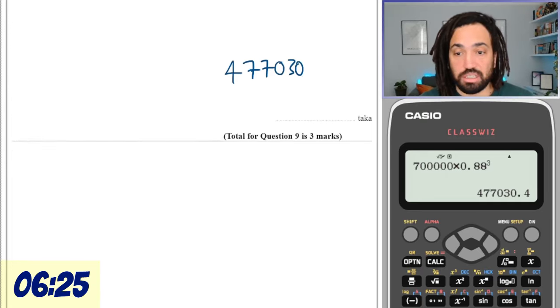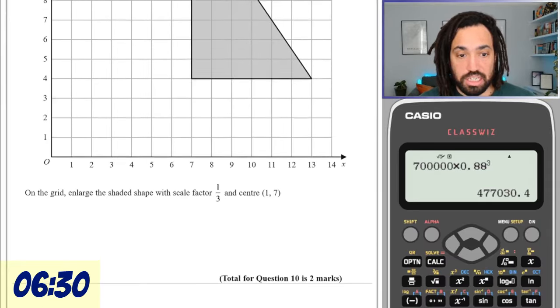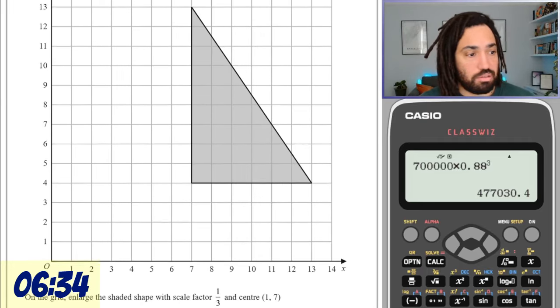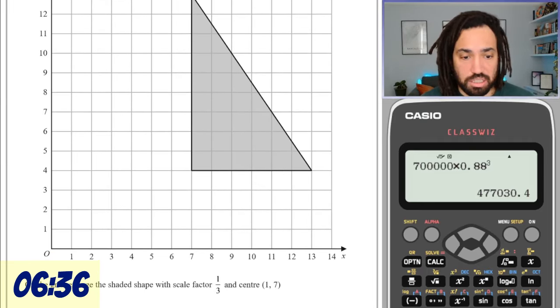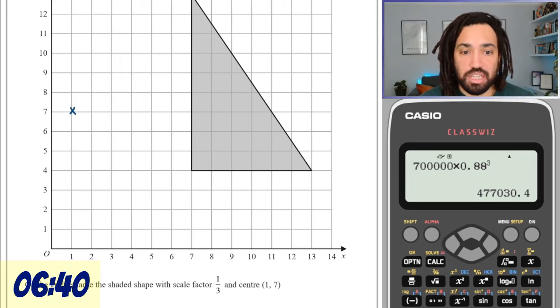That's it. Job done. Okay, we've got this. It needs to be, oh gosh, another enlargement question. Scale center 1, 7 is here. It's a scale factor of a third.